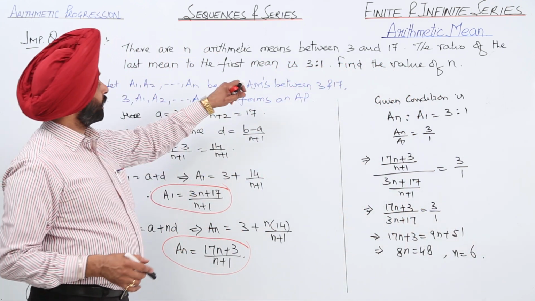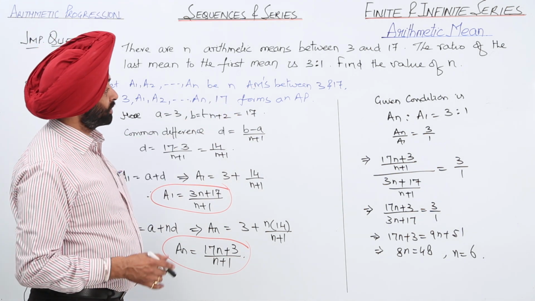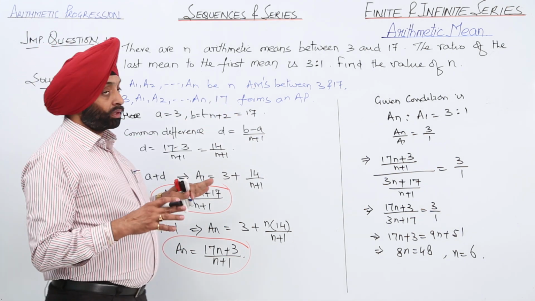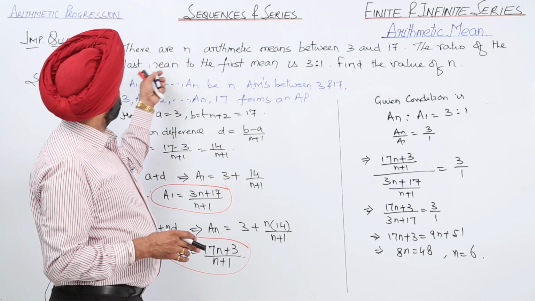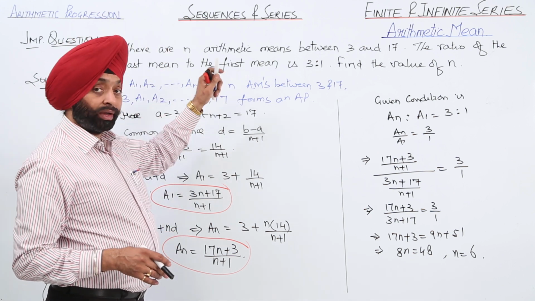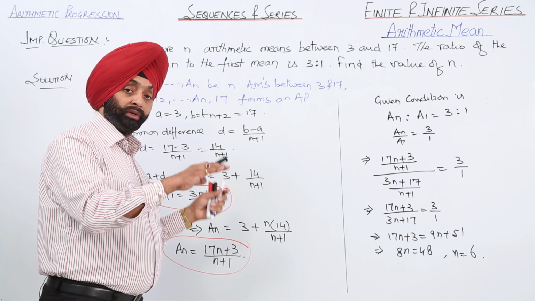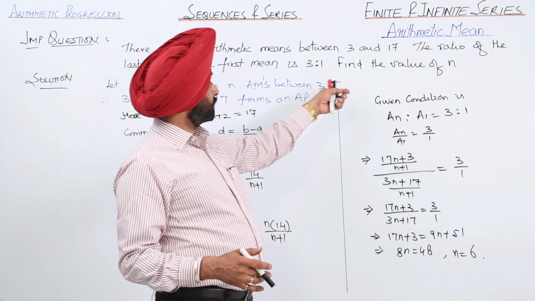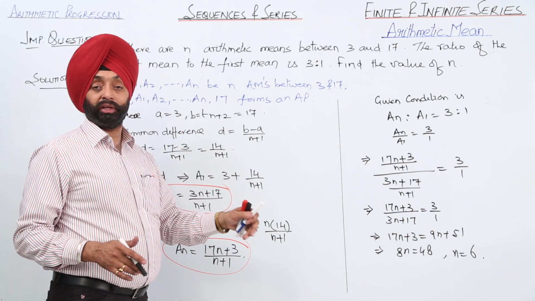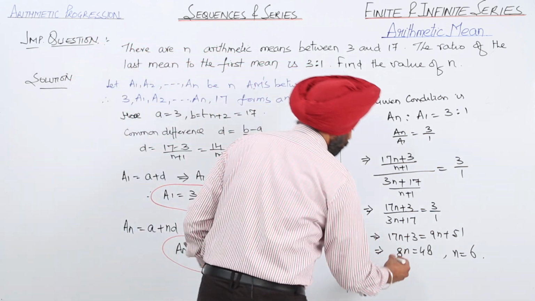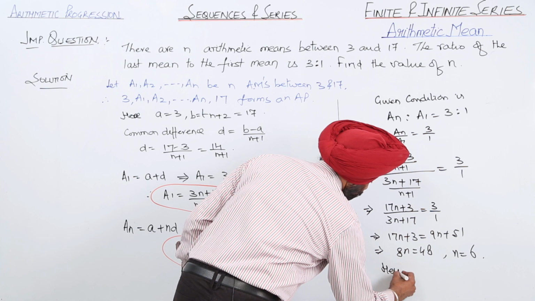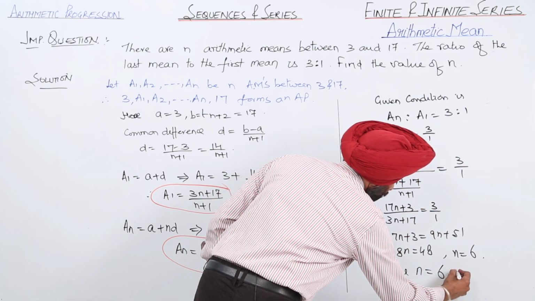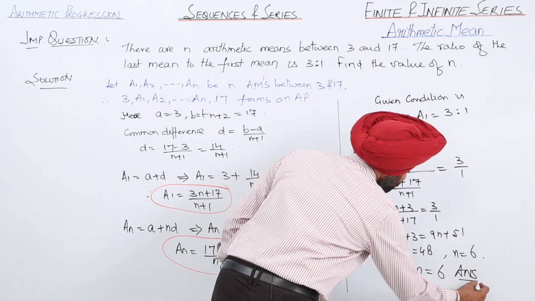Hence, the required arithmetic means lying between 3 and 17 are 6, and the ratio between the last mean to the first mean is 3:1, according to the question. Hence n is equal to 6 is the answer.